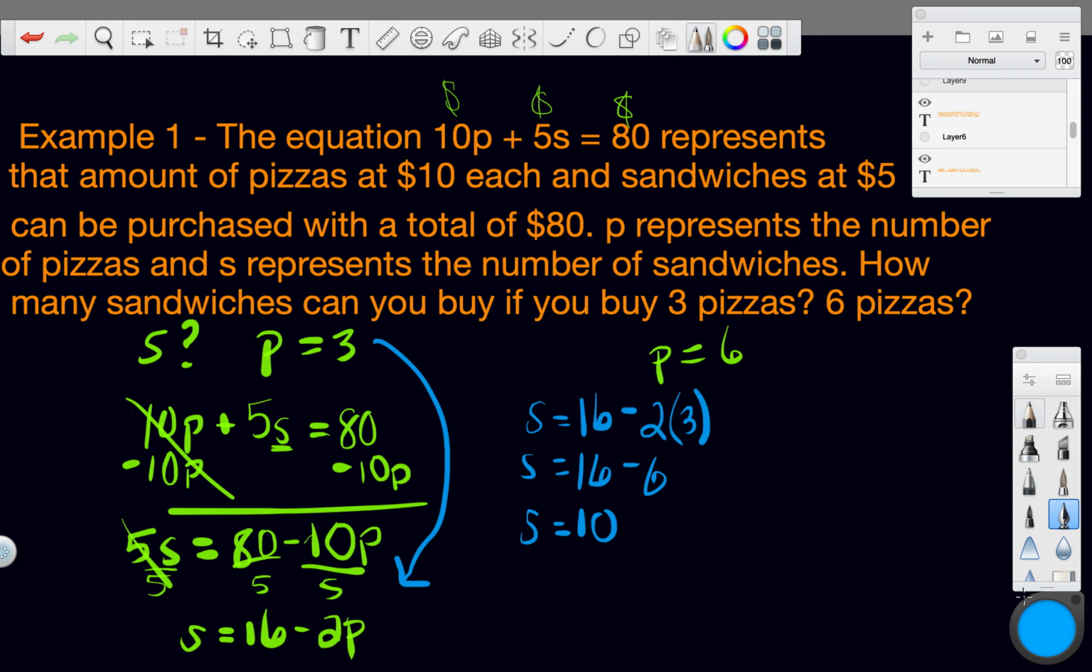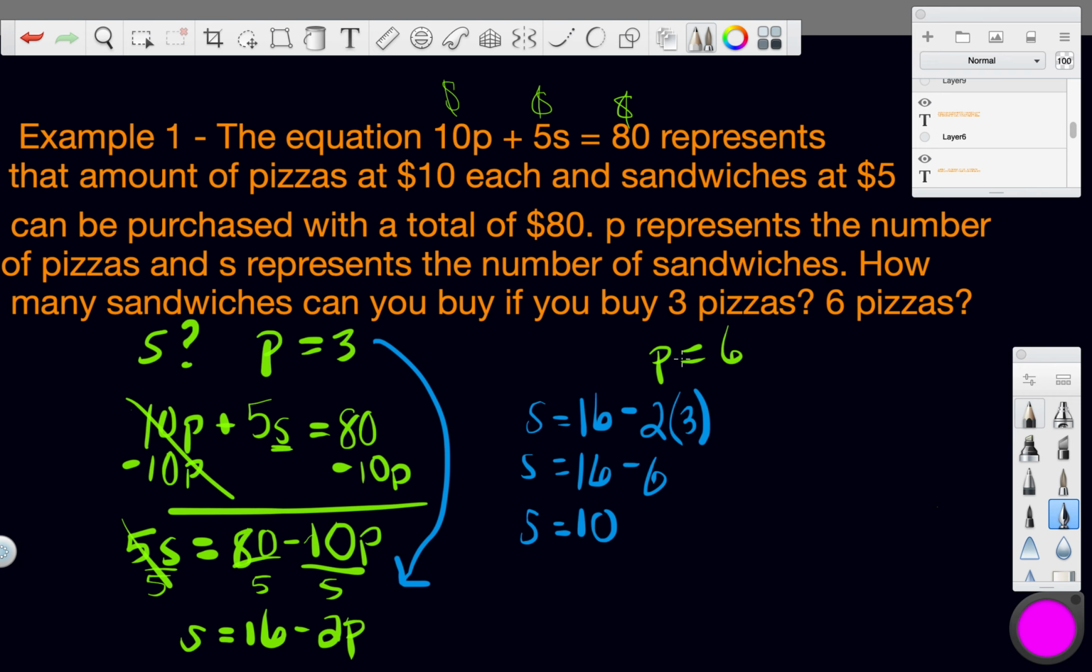So if I want to figure out how many sandwiches we can buy when we have 6 pizzas, we're going to do the same thing. Now, I would be interested to know what you would think. If I'm buying more pizzas, do you think I'm buying more sandwiches or less sandwiches?